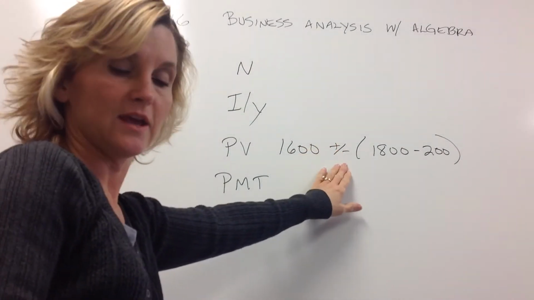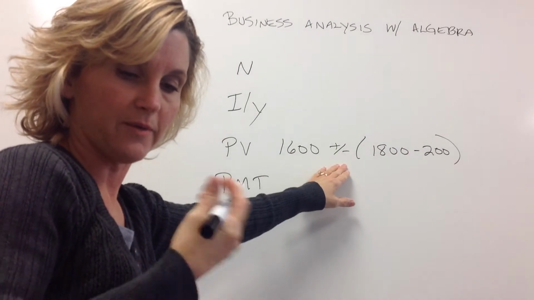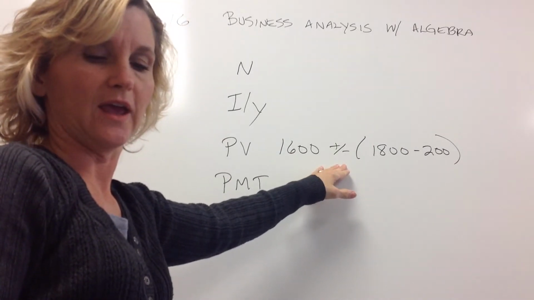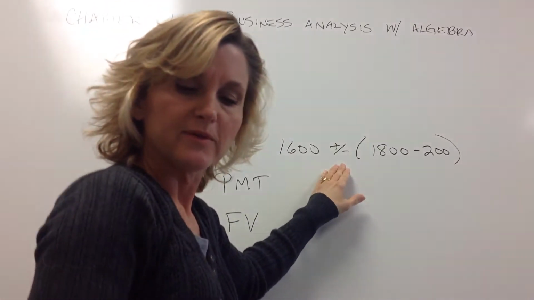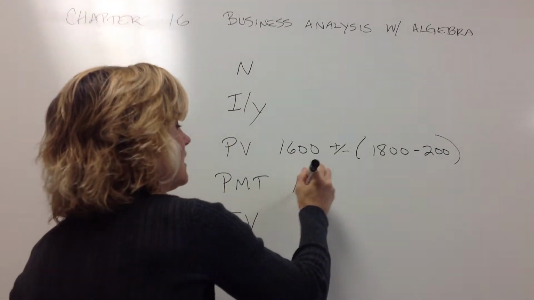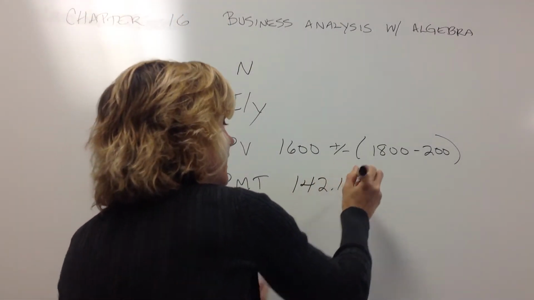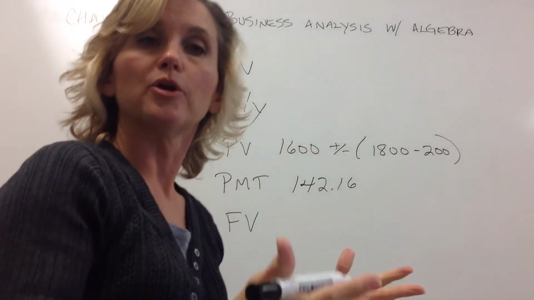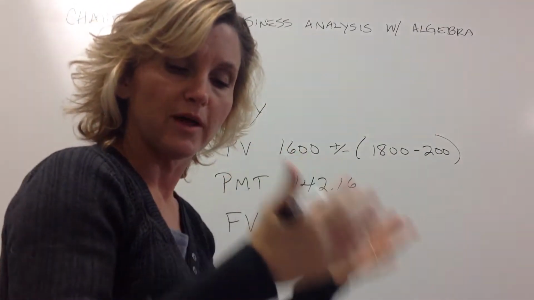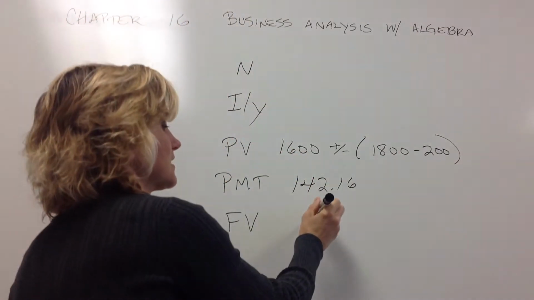And we're going to make it negative, or you're going to get the wrong answer if you don't make it negative. He agreed to make payments of $142.16 per month. So that indicates to us that's our payment. That per month is your clue. It's every month he's going to pay $142.16.